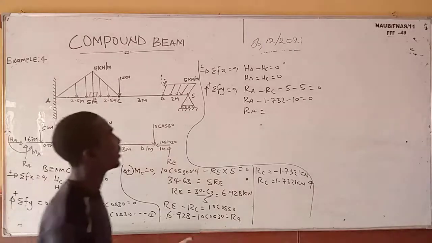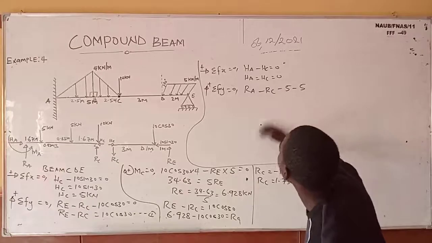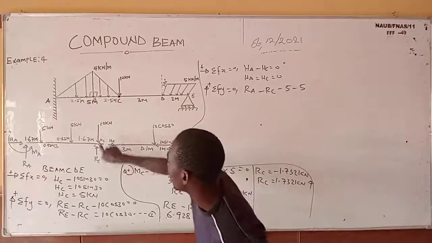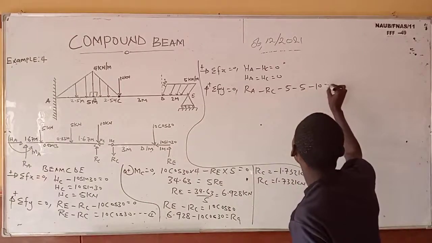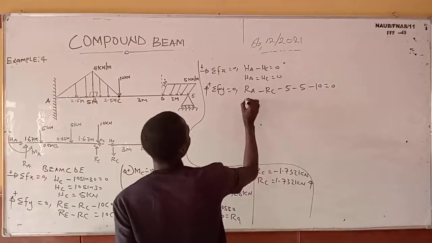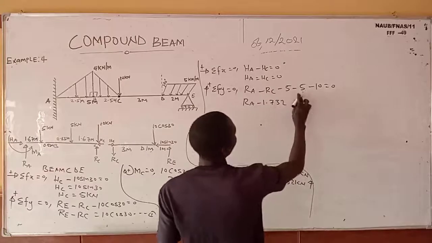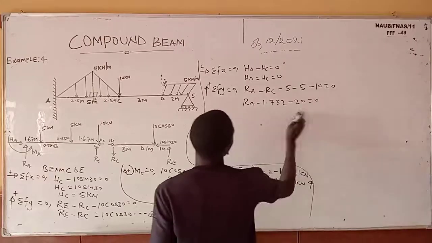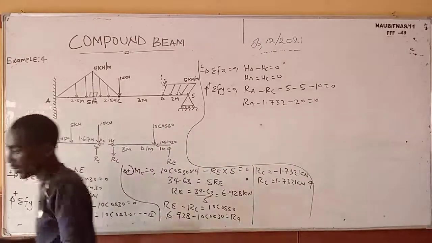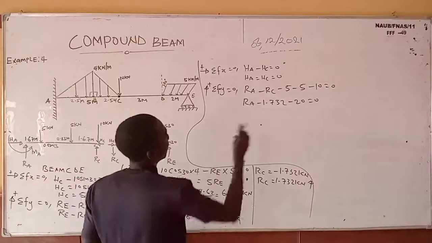Sorry, there is 10 kilonewton here. I was looking at it. I know it's not complete. See, we have 1, 2, 3, 4 forces. And it's also a downward force, so it's going to be minus 10 equals 0. So it's going to be RA minus 1.732 minus 5 minus 5 minus 10, that is minus 20 equals 0. So if you sum this together, minus 1.732 minus 20, that is minus 21.